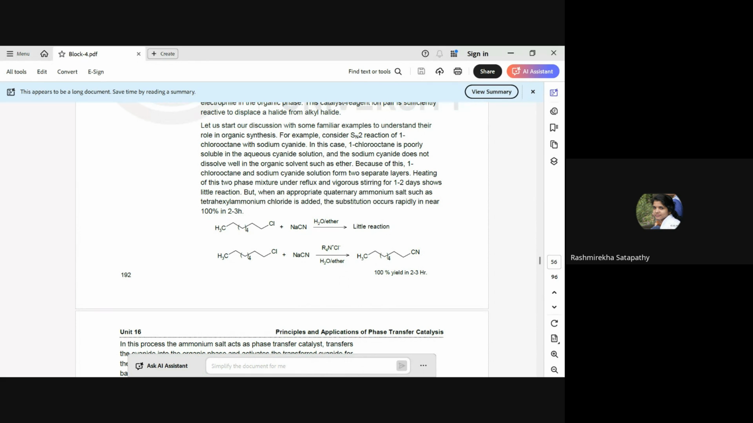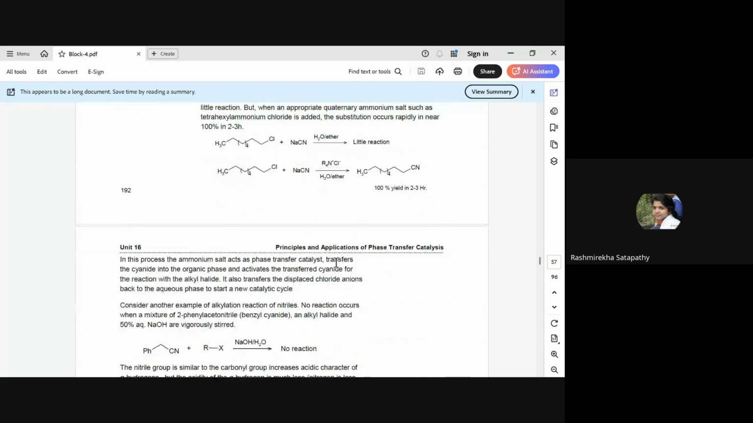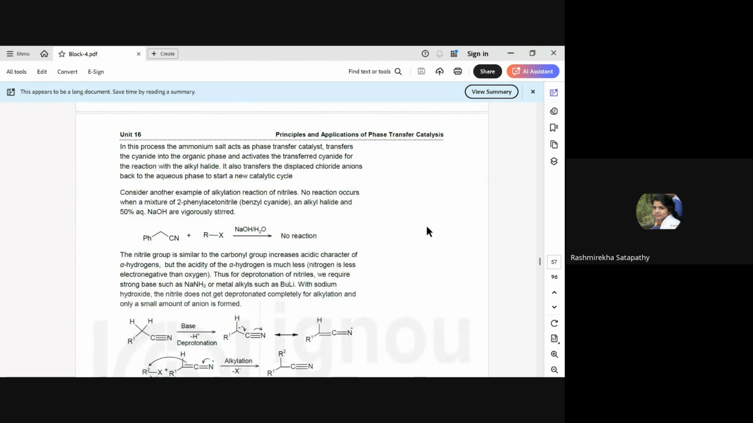Heating the two-phase mixture under reflux with vigorous stirring for 1-2 days shows little reaction, but when an appropriate quaternary ammonium salt such as tetrahexyl ammonium chloride is added, the substitution occurs rapidly in near 100% yield. In this process, the ammonium salt acts as a phase transfer catalyst. The same reaction is not happening, but when you add the phase transfer catalyst, the reaction happens 100%. So the tetraalkyl ammonium phase transfer catalyst transfers the cyanide into the organic phase and activates the transported cyanide for reaction with the alkyl halide. It also transfers the displaced chloride ion back to the aqueous phase to start a new catalytic cycle.